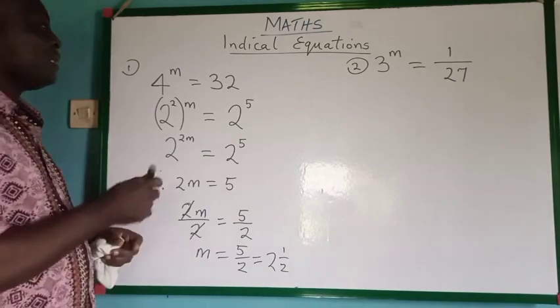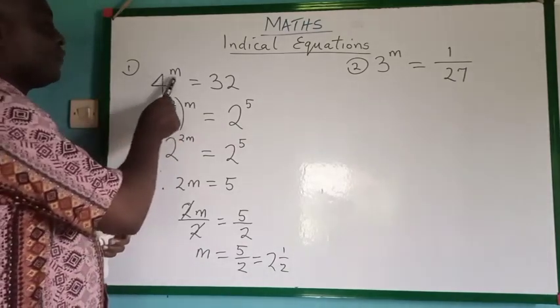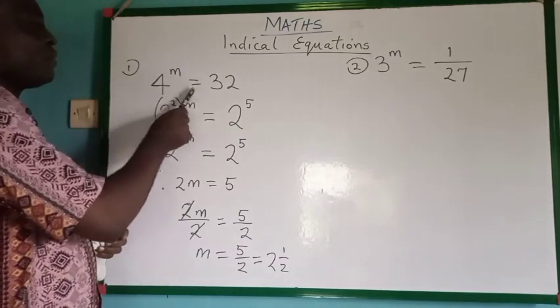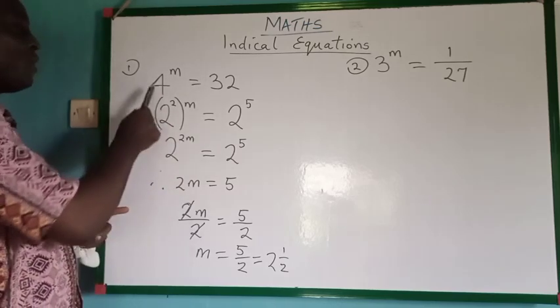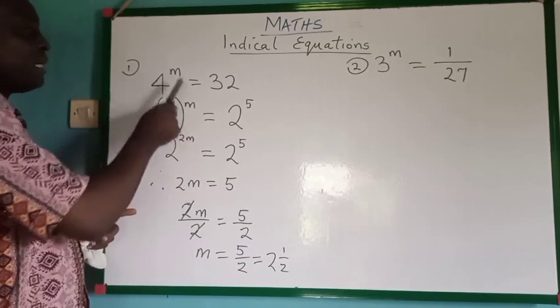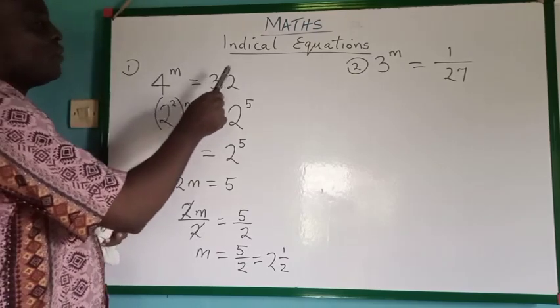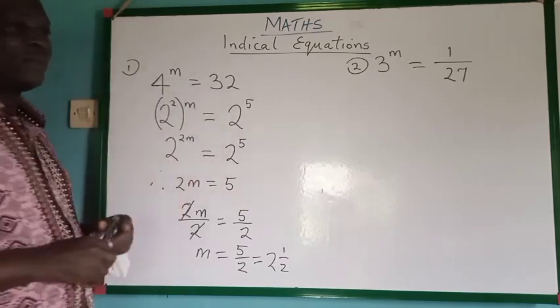So what we have just done is look for the value of n when you have 4 raised to the power n is equal to 32. And expressing them in another form, we have 4 as 2 raised to the power 2, with the n down. Then we have 32, which is also 2 raised to the power 5.